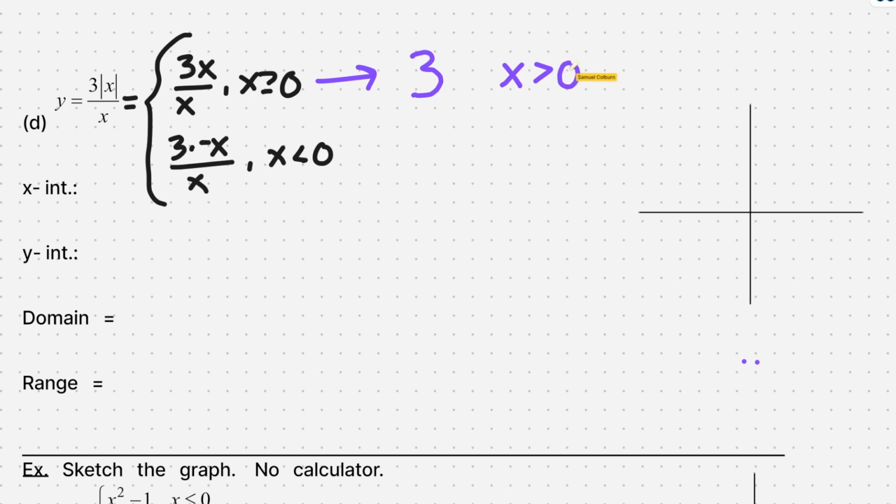But it's actually not true when x is 0. 3x over x is not the same as 3 when x is 0. Because when x is 0, this division by x causes the function to be undefined. So this expression for any positive value equals 3. At 0, the function's undefined.